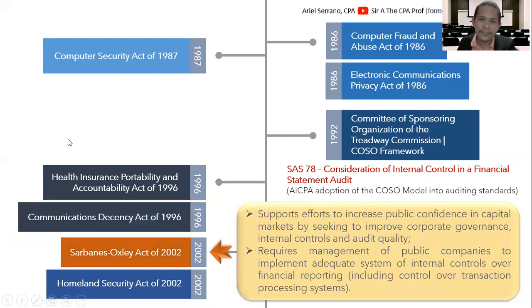Now, pagdating sa SOX, okay, itong Sarbanes-Oxley Act, ito pinaka mahalaga sa mga batas na kailangan ninyong tandaan. Because this one, itong SOX na ito, supports efforts to increase public confidence in capital markets, by seeking to improve yung corporate governance, internal controls, audit quality. Okay? At dito kasi ay nire-require yung management ng mga public companies na mag-implement ng sapat na system of internal control over financial reporting because this will affect the financial statements.